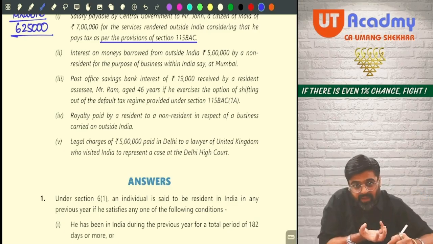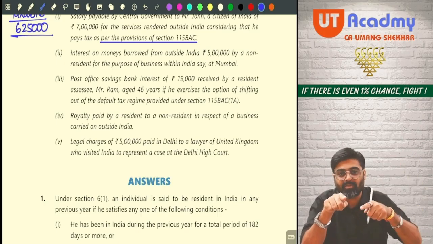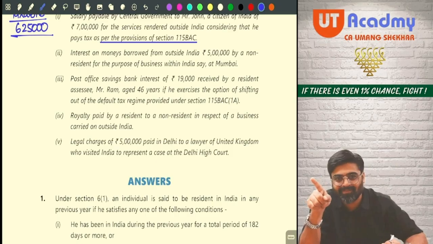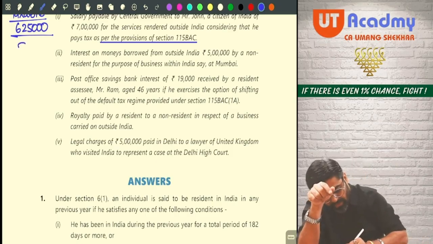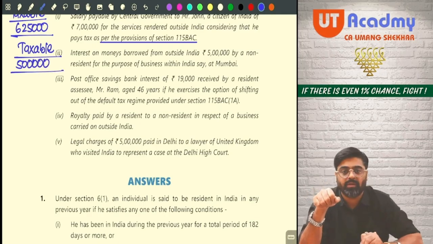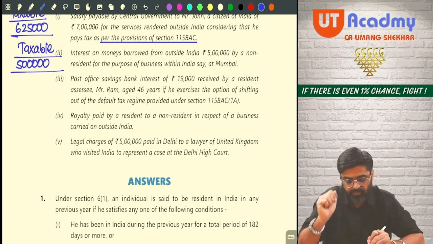And on that money, if he is giving you interest, don't you think even if it is coming from a non-resident, it is deemed to occur or arise in India? It is your Indian income. So it will be taxable because this is also covered by section number 9, deemed to occur or arise in India. How much is the answer? 5 lakh. Please check the answer. 5 lakh is taxable or not? Sure. Next one. Post office.